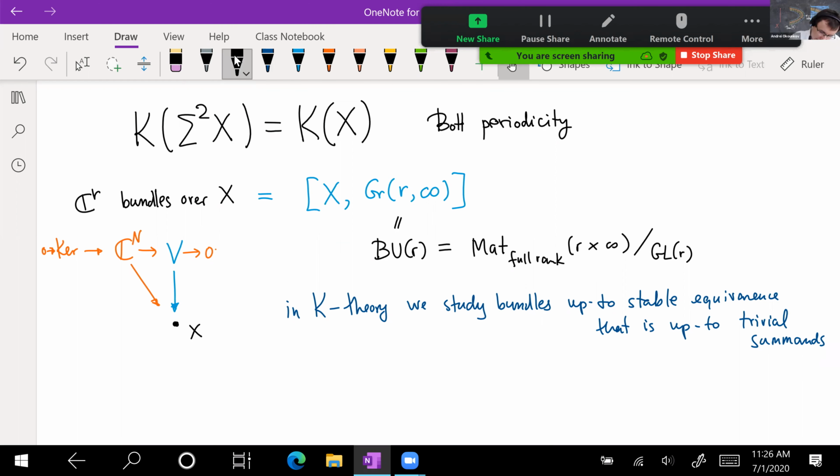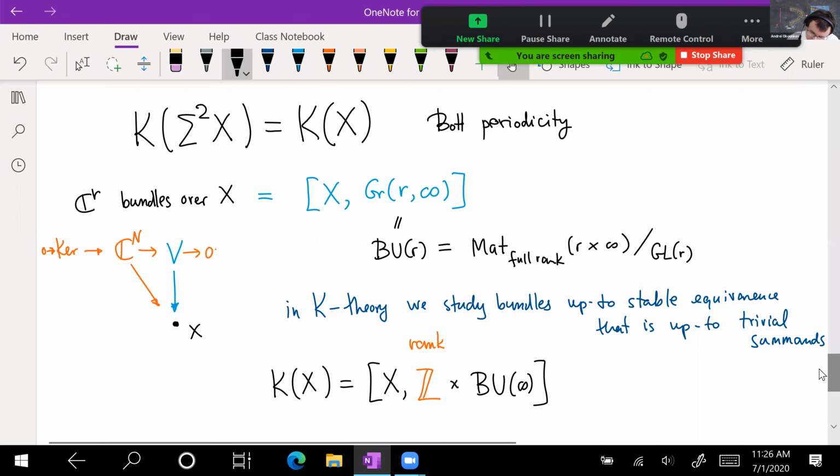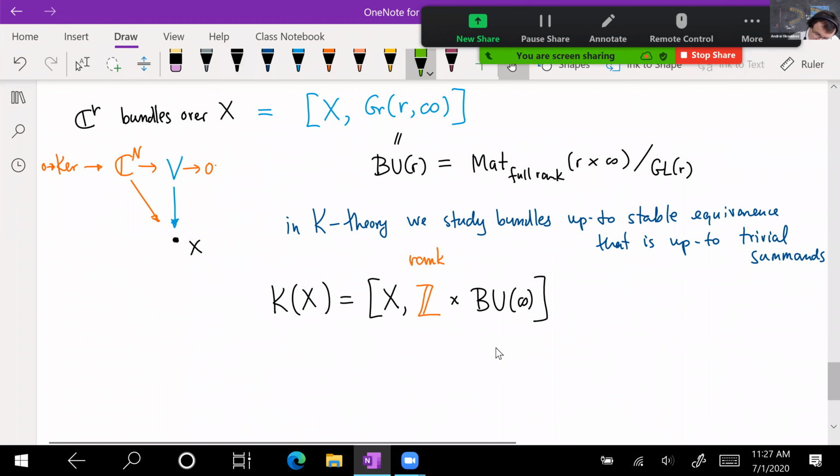And so therefore the K-theory of X is just the same as the homotopy classes of maps from X. Now we have to remember the rank, so this is where the rank lives. And then you cross with BU, which is the same thing. We'll just write BU infinity. And this is Top. It's not a group, but it's a group up to homotopy.